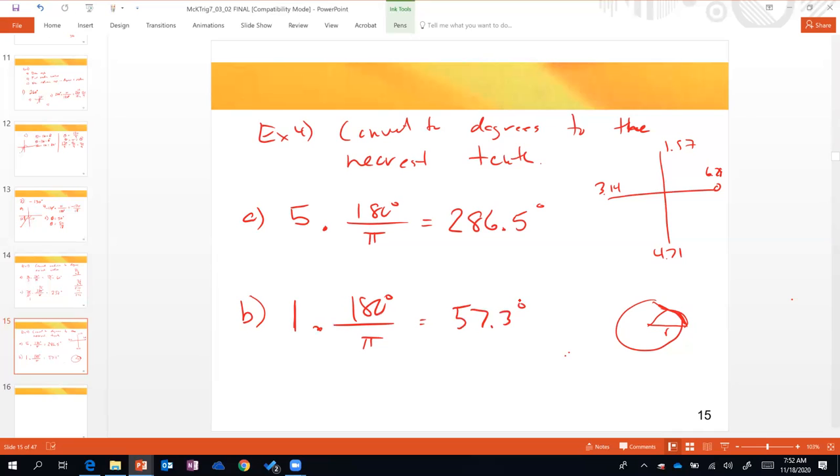It's kind of funny that way. Nothing spectacular about 57.3. Okay, so remember with degrees, we use a tenth of a degree. That's one way to do it, right? We also have this whole concept of degrees, minutes, seconds.